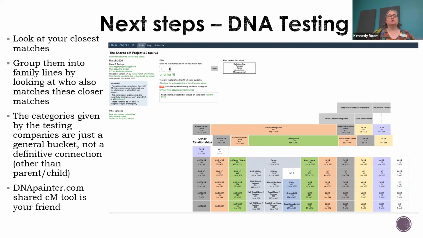And then DNApainter.com is a great resource. It is free. There are some paid tools there, but the shared centimorgan tool is your friend. Ancestry has gotten better about when you click in, it will tell you, hey, it's a 75% chance it's these relationships. This gives you a visual way. So if you type something into the little box in the middle there, it will light up whichever of the options in the bottom will be more likely or possible. So it gives you some targets to look at to say, oh, okay, I should be looking in the second cousin range. Do I have all of my second cousins in my tree on this side of the family?